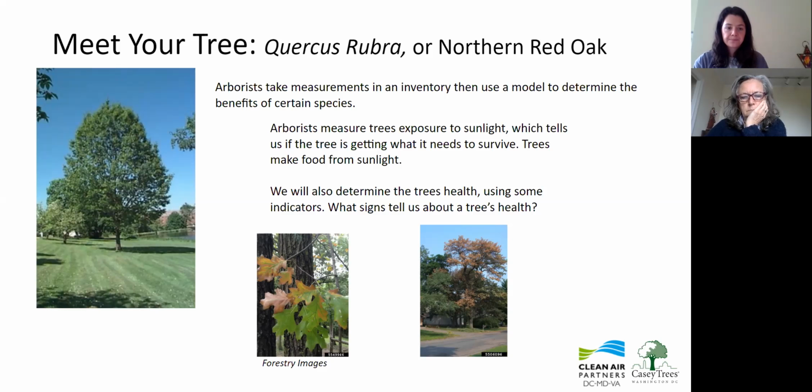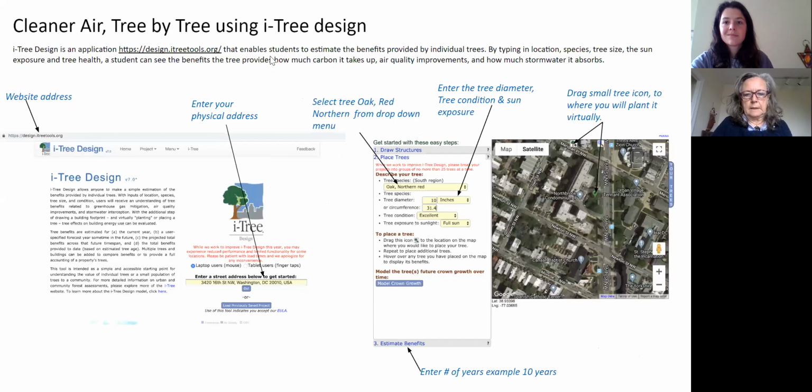That's called dieback. So these are some sick oak trees on the bottom, but if you look at our picture, that's a pretty good looking oak. I would say that oak is in excellent condition. Let's use these measurements now to input into a model and see what benefits this tree provides. I'll hand it over to Miss Rebecca. Thank you, Miss Kelsey.